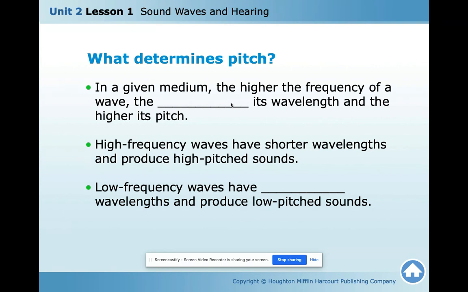Okay, high frequency waves have shorter wavelengths and produce high pitched sounds. Low frequency waves, meaning there's not as many waves in a given amount of time, have longer wavelengths and produce low pitch sounds. And that's because you're not getting as many of those cycles coming to you.